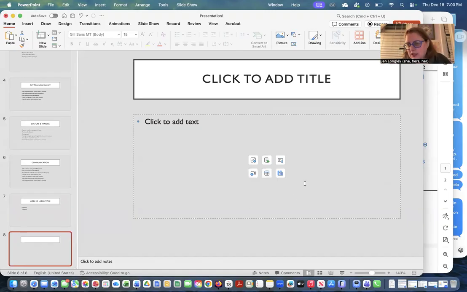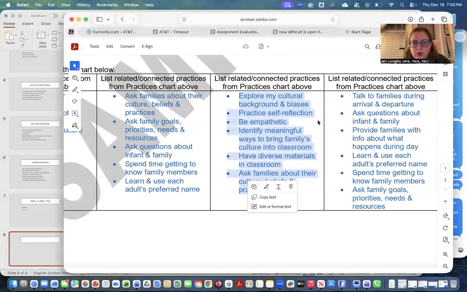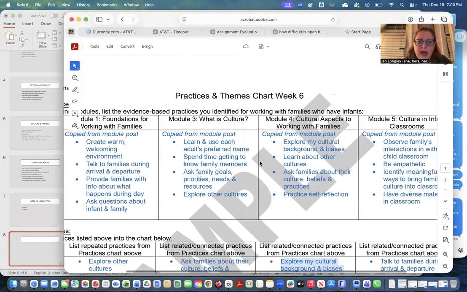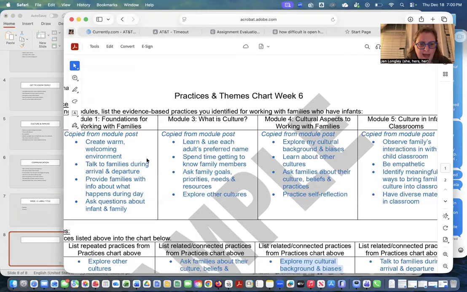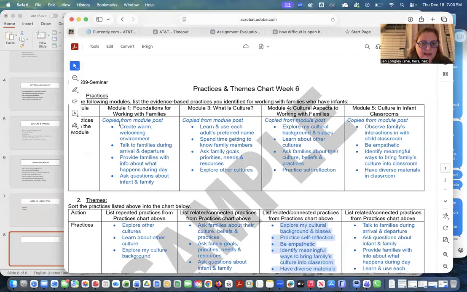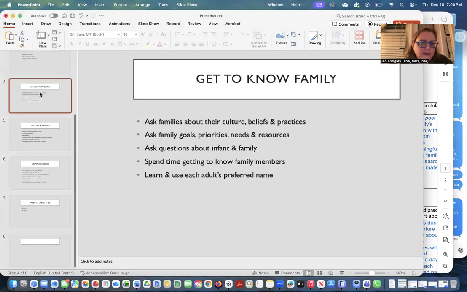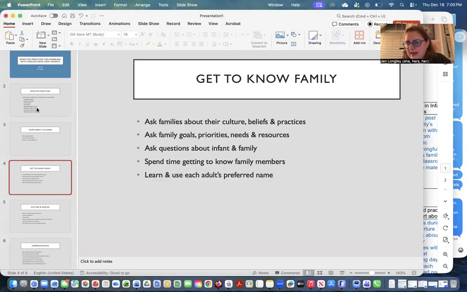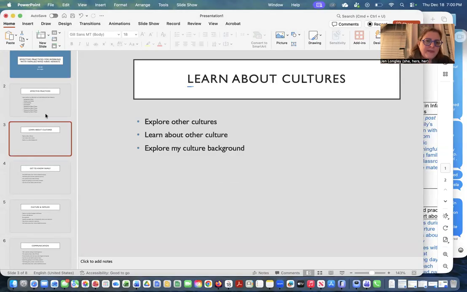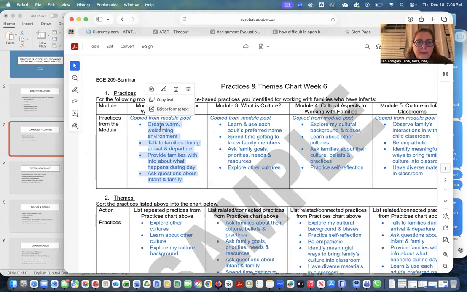Then the last thing that you're gonna do is you're gonna go back to your week 5 chart, okay, and you're gonna look back up here at these practices. Okay, is there any other practice here? And see, this is the first chart, the practices chart. Excuse me. Are there any other practices that fit in what I have identified as effective practices? Have I included all the practices? Remember, this is week 5. So maybe I have something, create a warm, welcoming environment.